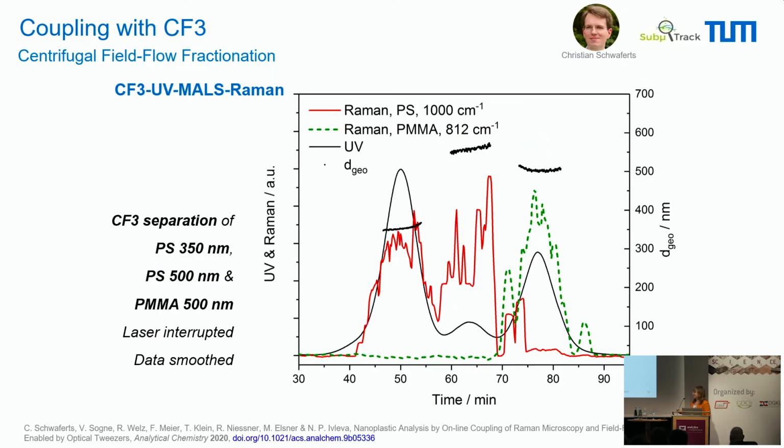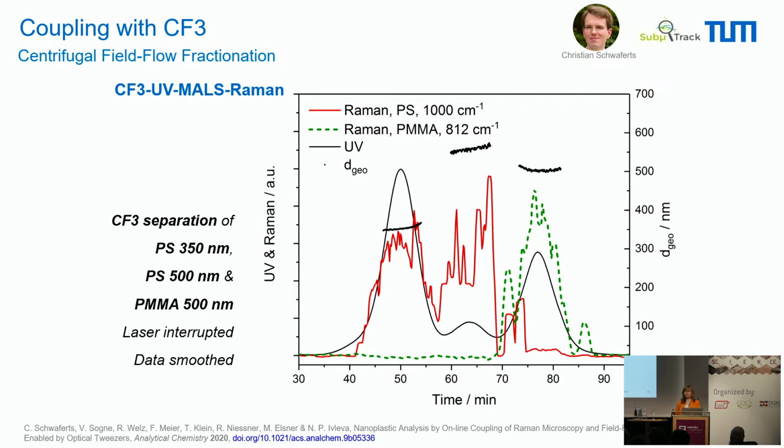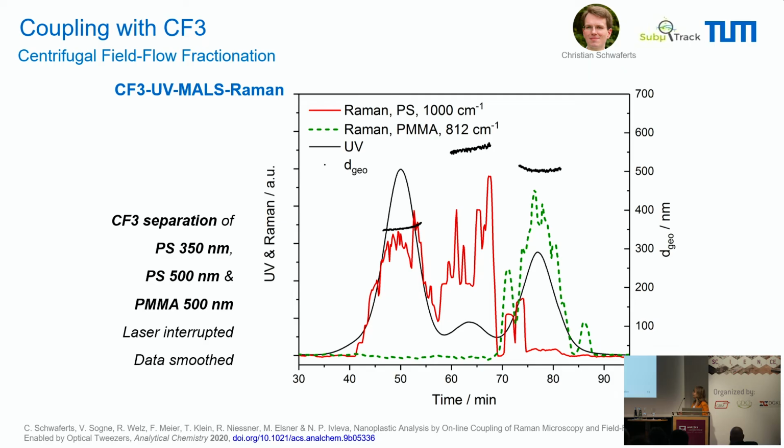So here's one example of how it works if we combine centrifugal field flow fractionation and Raman microspectroscopy. Here's a mixture of polystyrene particles of 350 nanometers and 500 nanometers mixed with PMMA particles of 500 nanometers. Normally, these two fractions of 500 nanometers will come together in asymmetrical field flow fractionation, but with centrifugal FFF, due to the different density of these particles, we first observe the smaller fraction of polystyrene, then bigger particles.